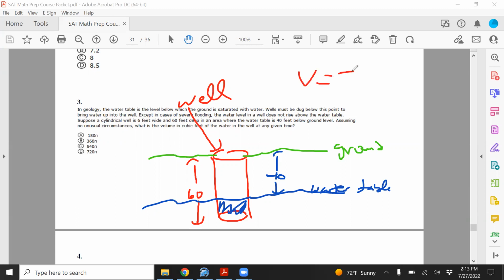They do give you the formula for the volume of a cylinder, pi r squared h. Because it's 6 feet wide, the radius is actually going to be 3, right? Yeah. And height's 20. We actually get 180 pi. And I think that's supposed to be a pi. So that's A. Yep.